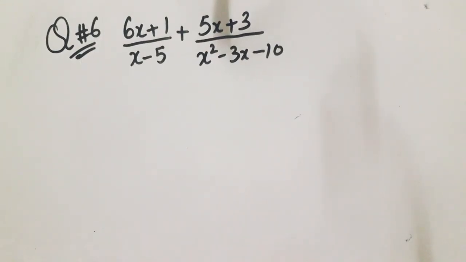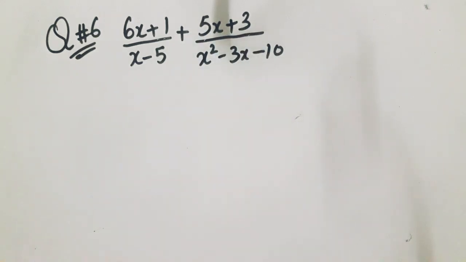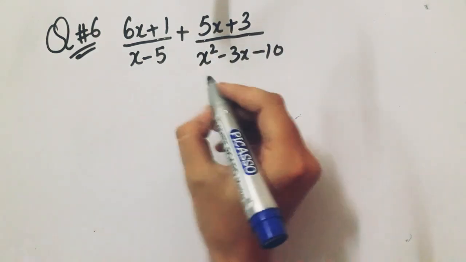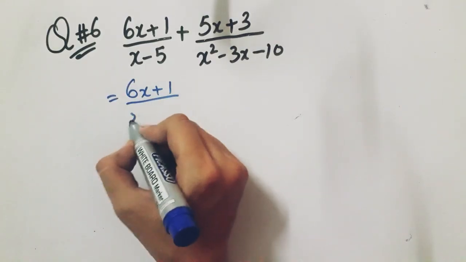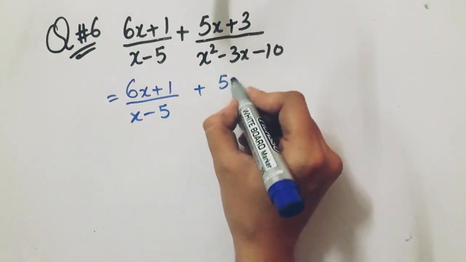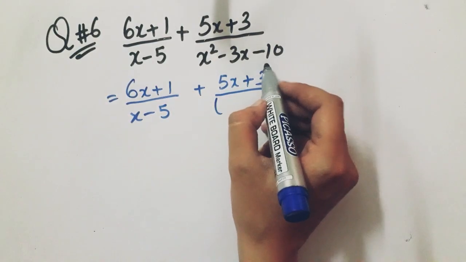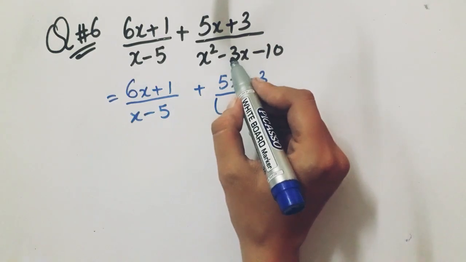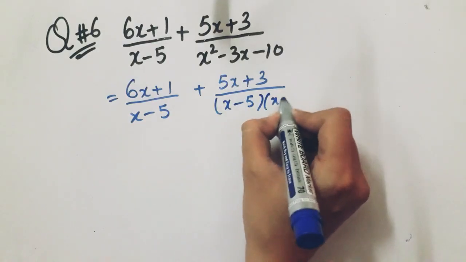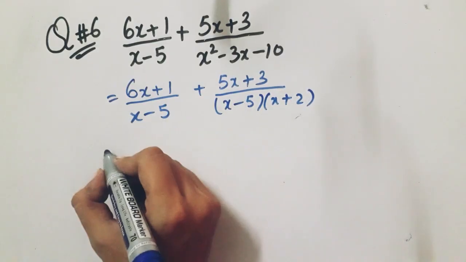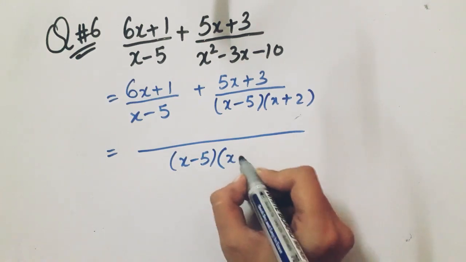Now the question number 6 is 6x plus 1 by x minus 5 plus 5x plus 3 over x square minus 3x minus 10. We will solve this as 6x plus 1 over x minus 5 plus 5x plus 3. Write the factors of this to make the 10, and when we subtract, give 3. So 5 into 2. So the factors are x minus 5 and x plus 2. Now take the LCM, x minus 5 into x plus 2.